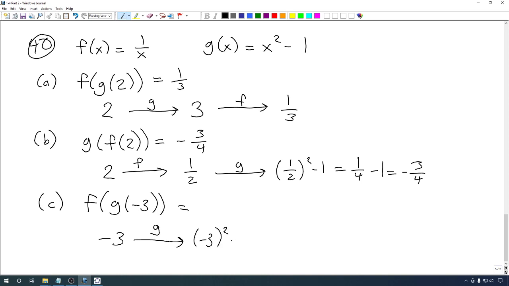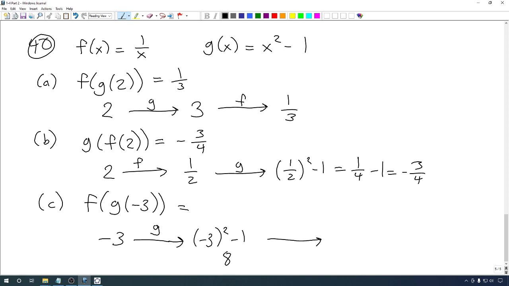-3 squared minus 1. -3 squared is a 9. Note that it's not -9. That negative is being squared as well. So -3 times -3 is a positive 9. 9 minus 1 is 8.